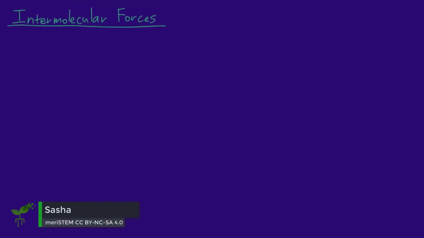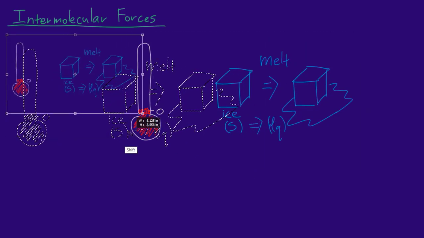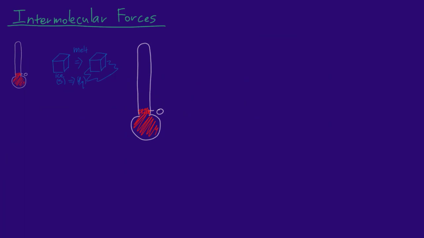Intermolecular forces. So intermolecular forces are the forces between molecules, and they hold molecules together. So if we have a solid ice cube here, it's at or below 0 degrees. So if we give it a little bit more heat energy, while the temperature won't necessarily increase, the ice cube will start to melt. This is a phase change between solid and liquid, and this is at 0 degrees Celsius.